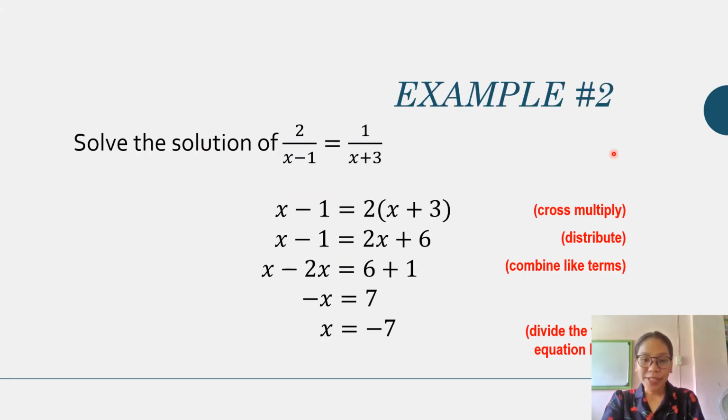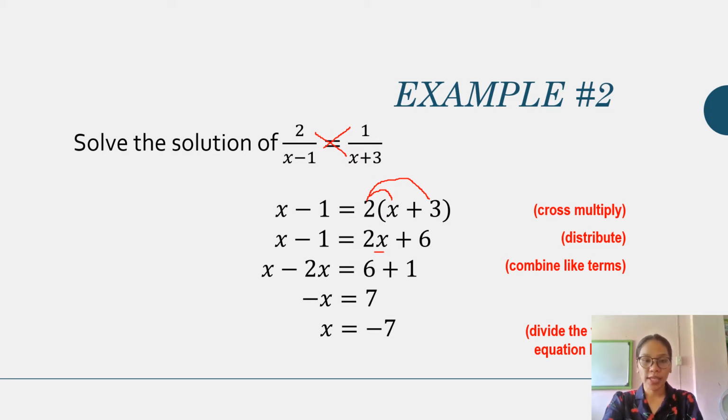Okay, example number 2, we have solve for the solution of 2 over x minus 1 is equal to 1 over x plus 3. So, first step, we're going to cross multiply. So, cross multiply natin. We have 1 times x minus 1, that is x minus 1. Then, we have 2 times x plus 3. After that, we're going to distribute. So, distribute natin 2 times x, we have 2x. And we have 2 times 3, we have positive 6. Then, just copy the left side of the equation.